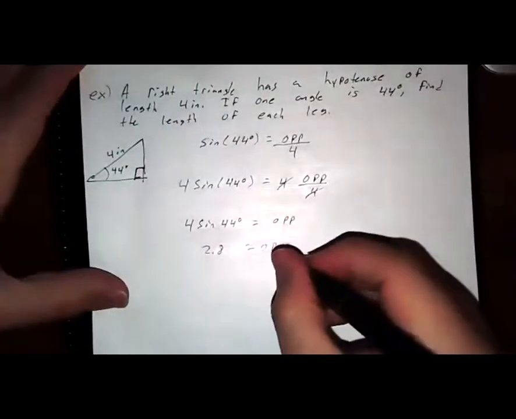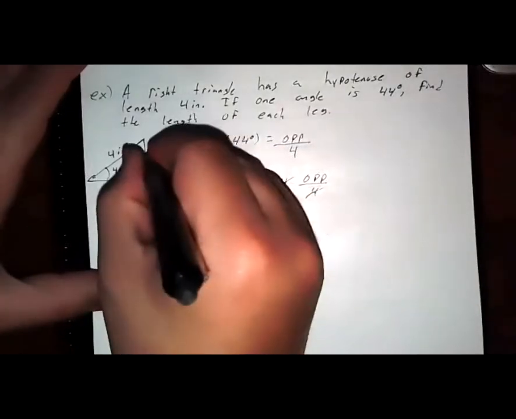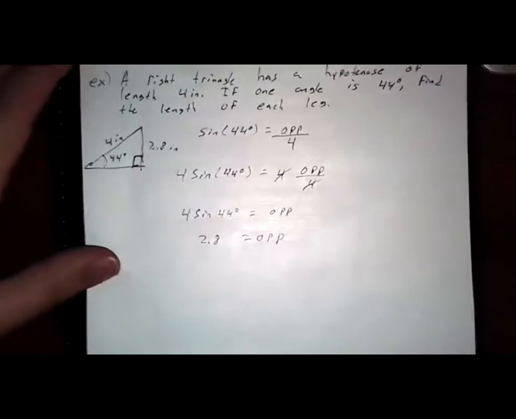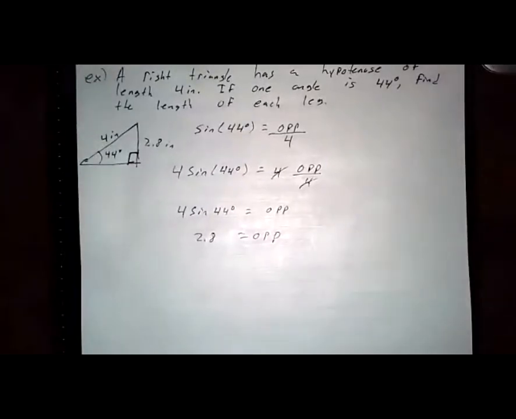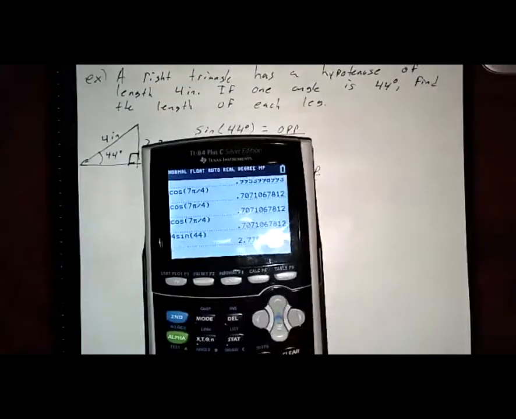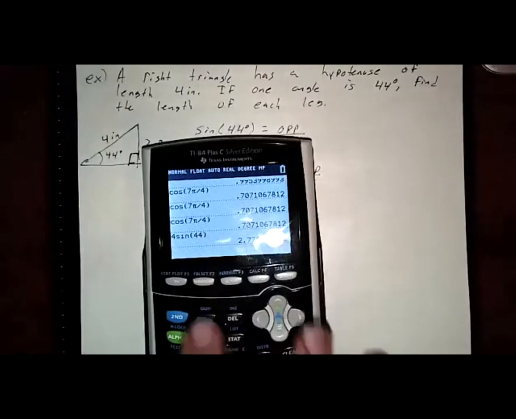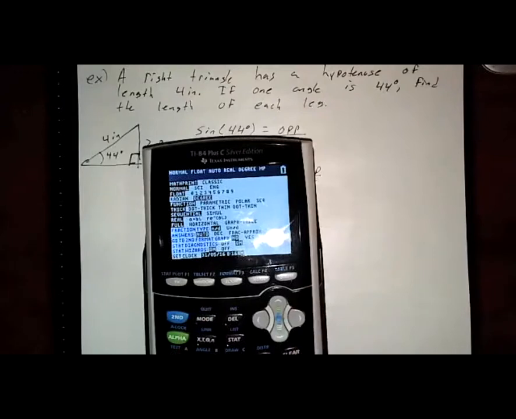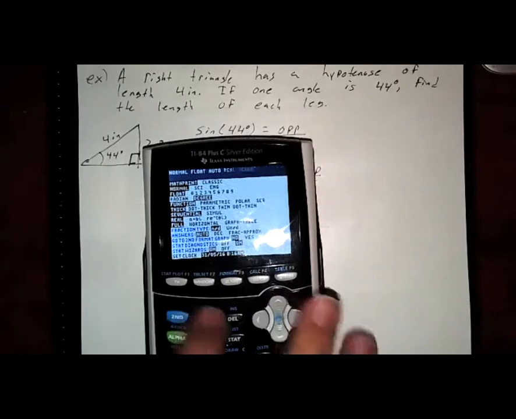Okay, so I'm going to put that right here. Can you please tell me how to get to degree mode on the calculator? I have the TI-83. You should be able to just hit mode and then go down to where you see radians and degrees and change it. Oh, okay. I see it. Thank you.